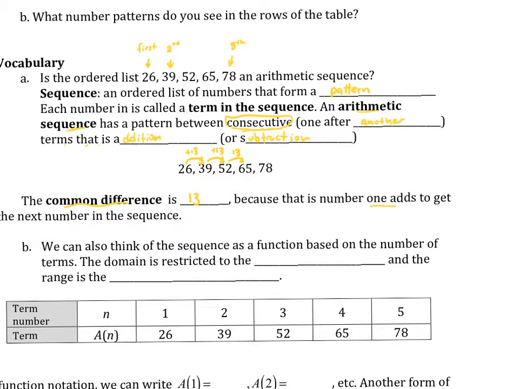And that's what one adds to get to the next number in the sequence. Add 13. Add 13. Every time. And notice the common difference. Why is it called a difference? Well, because if you take 39 minus 26, or if you take 52 minus 39. So all you did was take one minus the previous.